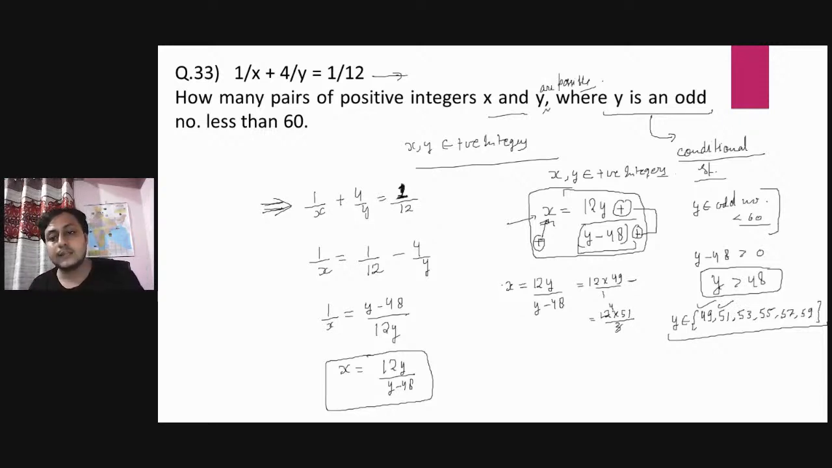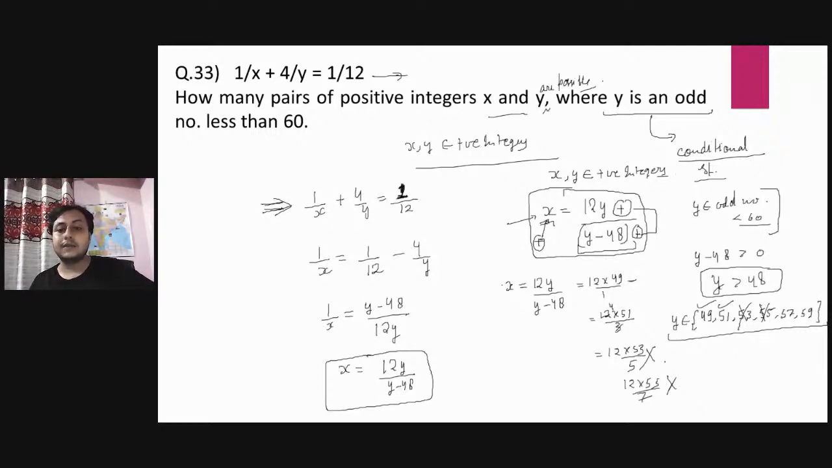When you take y as 53, 12 into 53 upon 53 minus 48 is 5. 12 into 53 by 5. This is not an integer, so we will not consider 53, right? Because we did not get an integer x. For y as 55, 12 into 55 upon 55 minus 48 is 7. So 12 into 55 by 7, not an integer. Eliminated, right? We will not consider 55.